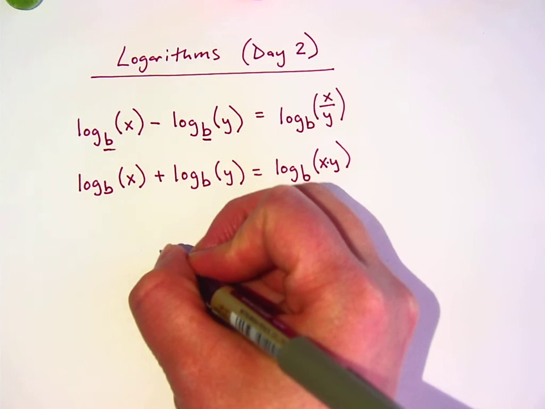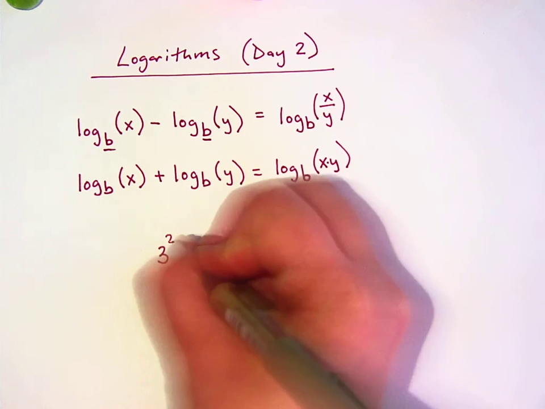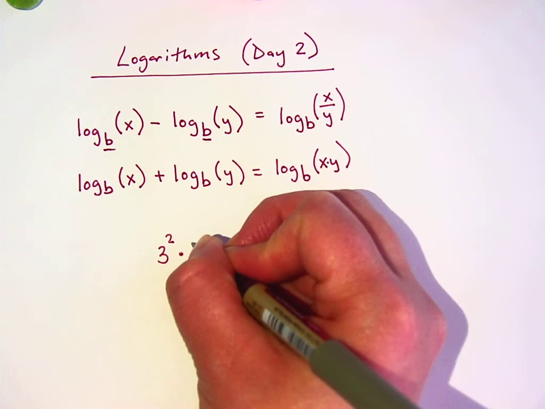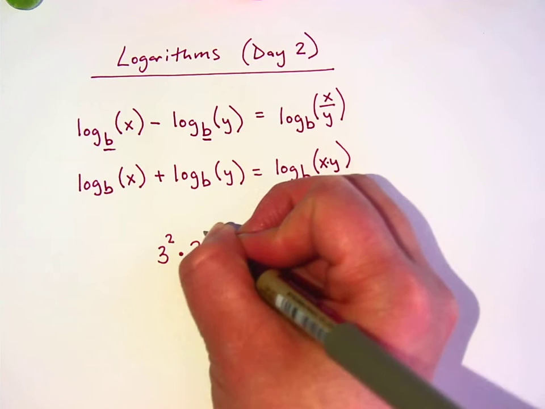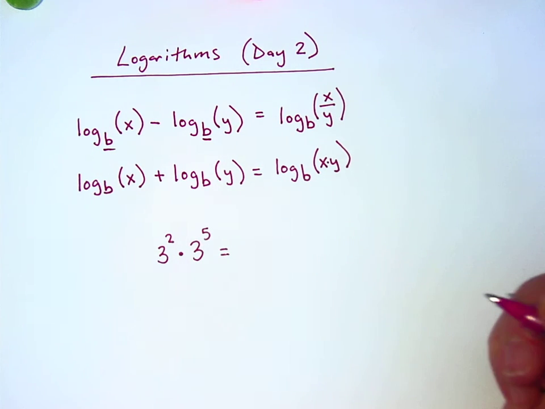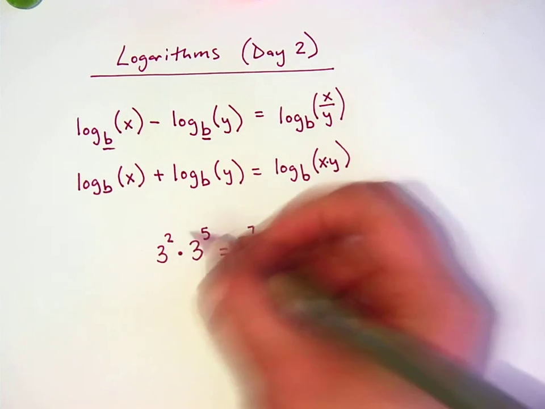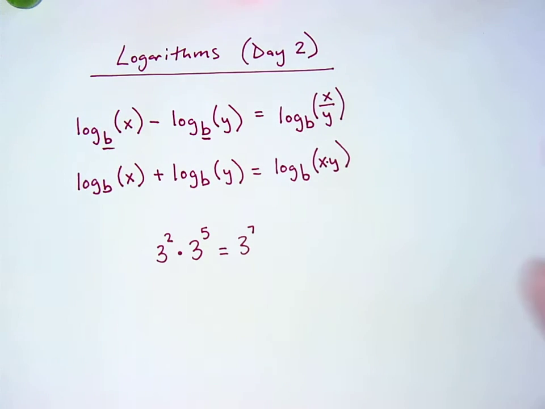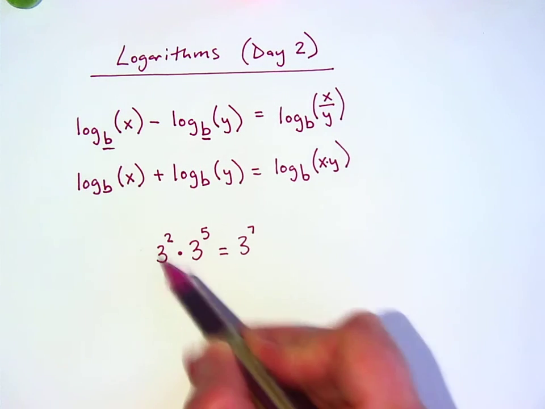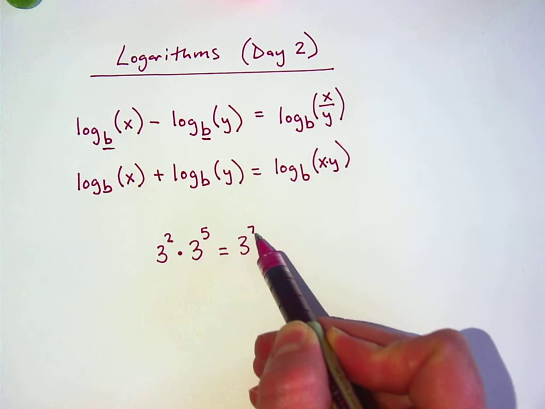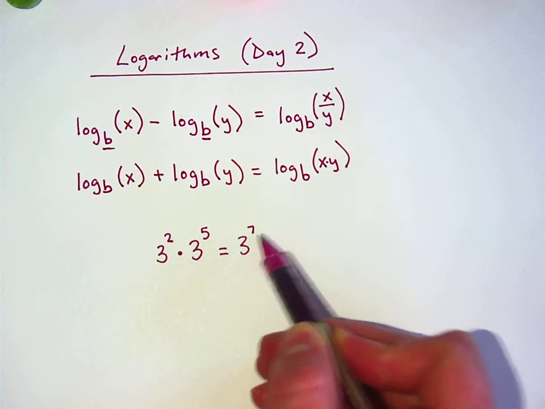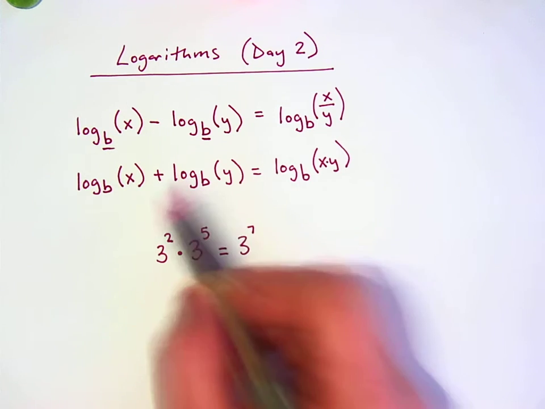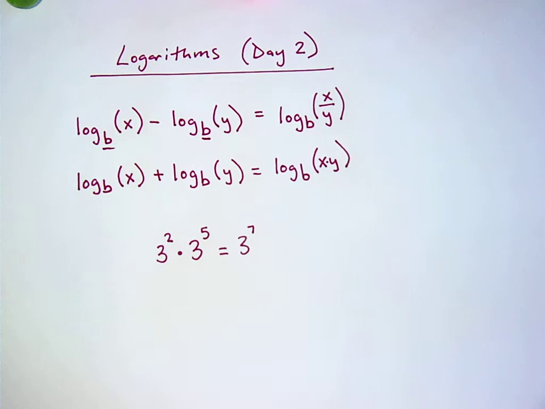Do you remember if you had, let's say, 3 squared times 3 to the 5th. What did that make when you multiply them together? 3 to the 7th. Remember that you add the exponents? When you're multiplying the bases, like x squared times x to the 5th makes x to the 7th. So that makes sense because here we're multiplying, and then to put them together we add. And remember, exponents are the exact opposite of logs, so when you're adding logs, when you put them together, you multiply. It makes sense in the sense that they're inverses of each other.